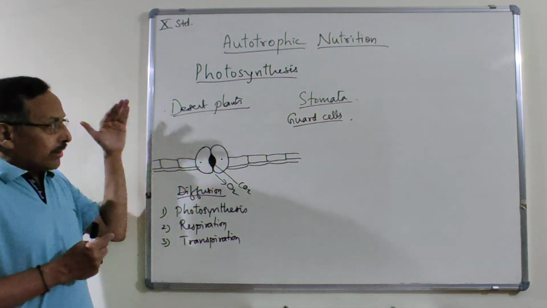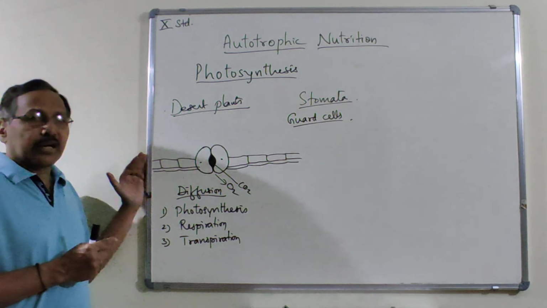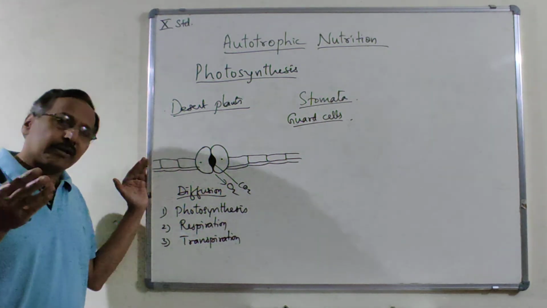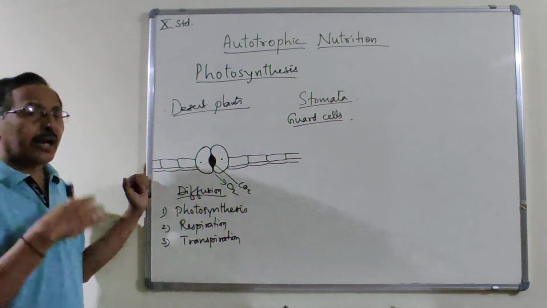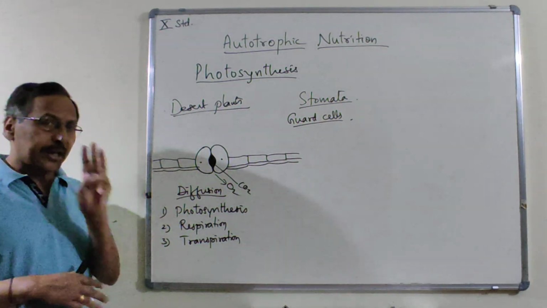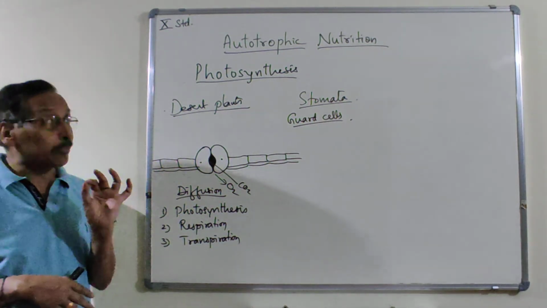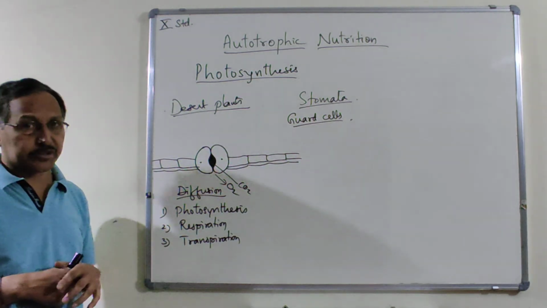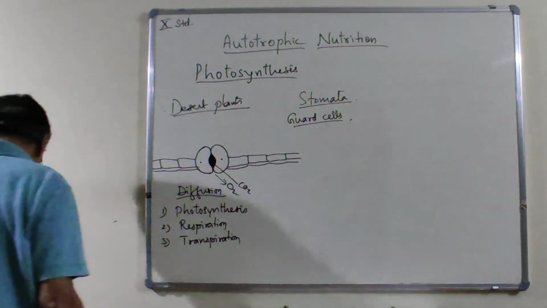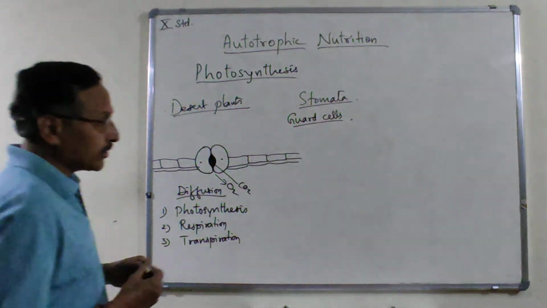Now, whether it is a desert plant, whether it is a mesophyte, that is another terrestrial plant, or any other plant, there are three events that essentially take place in photosynthesis. There are three events that take place in photosynthesis.